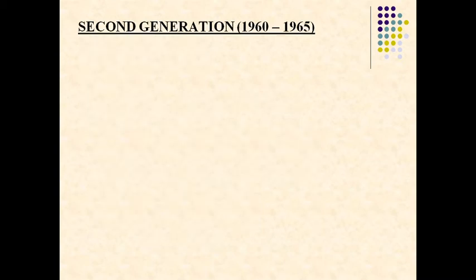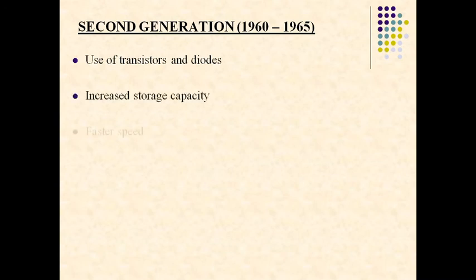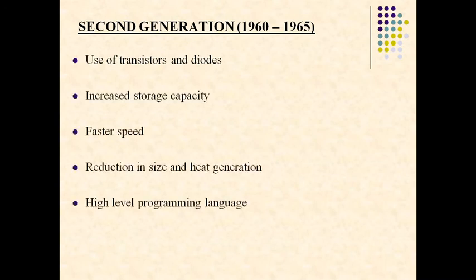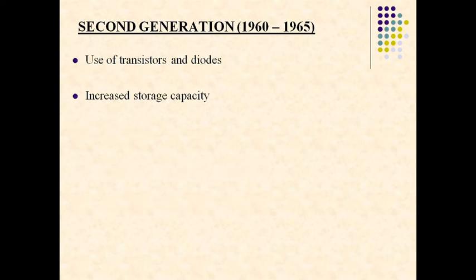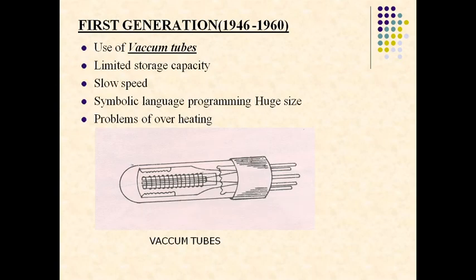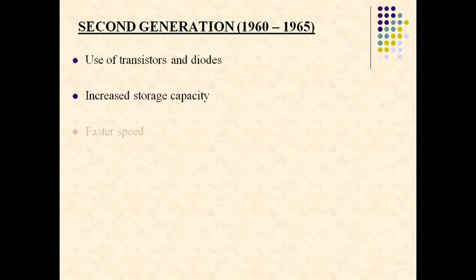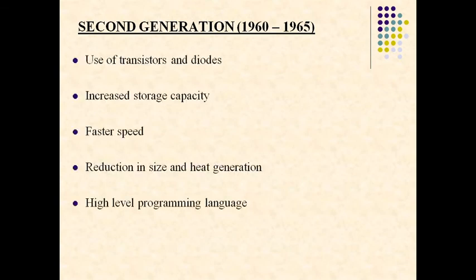Now let us proceed to the second generation of computers. What is the second generation? It is between 1960 and 1965. Between 1960 and 65 they used transistors and diodes. In the first generation they used vacuum tubes; in the second generation they used transistors, diodes, and increased storage capacity. These are the points on the second generation.